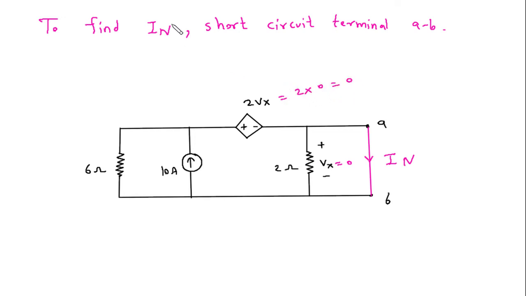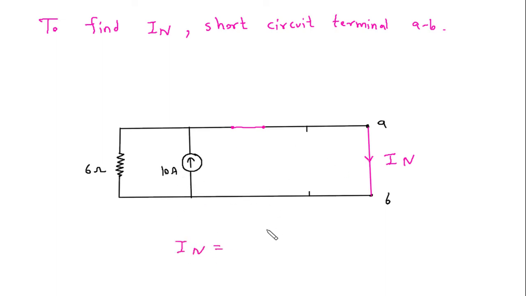And when the voltage source is 0, then that will be a short circuit. So this will be short circuit, and this will be 0 or short circuited. Then from this we can say IN is equal to 10 ampere.